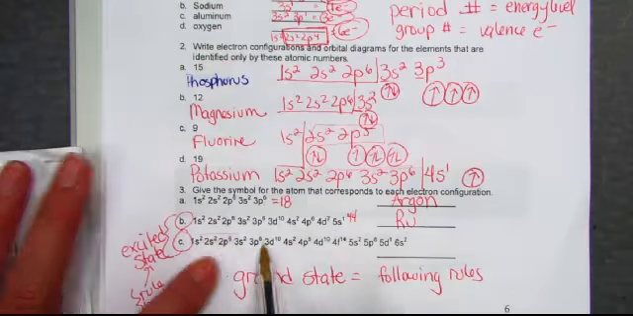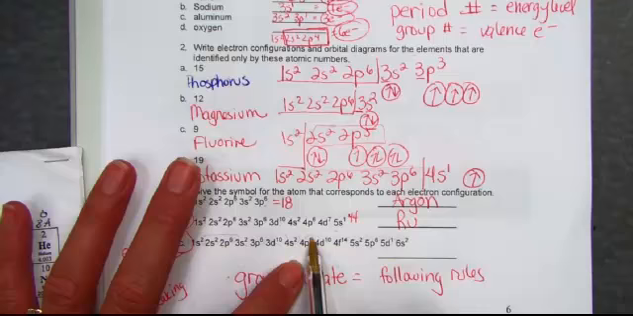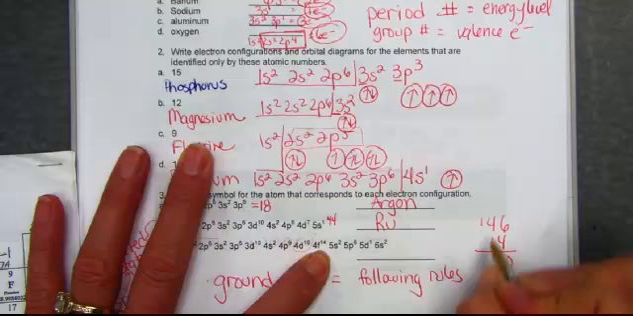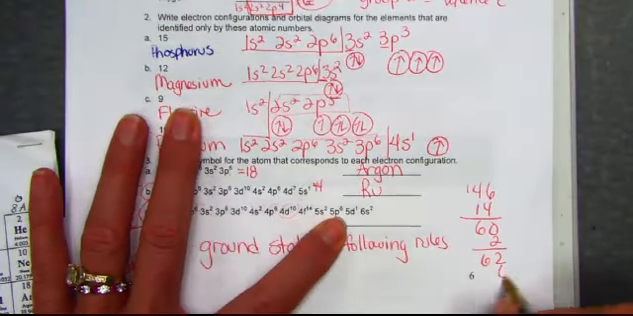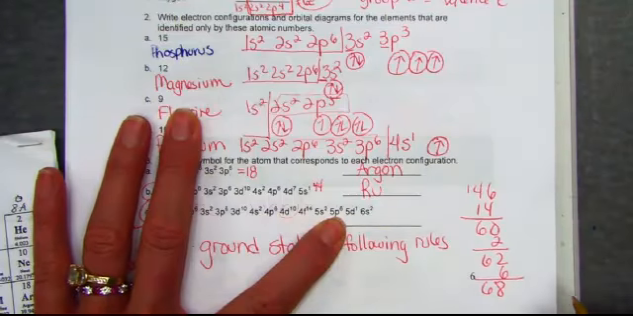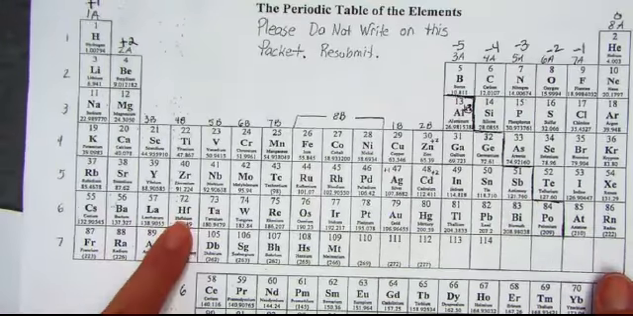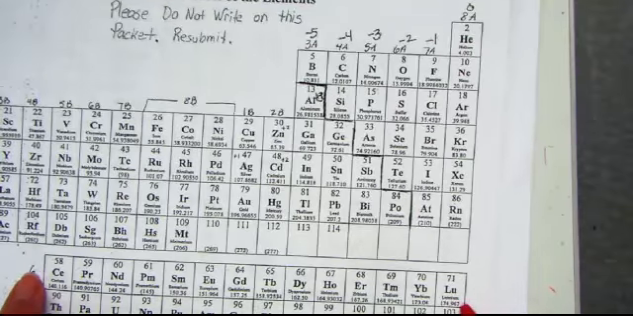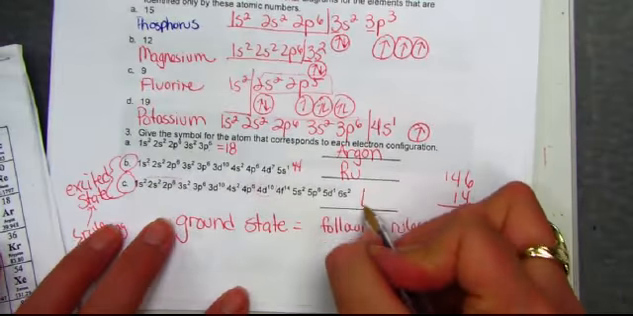2 and 2 is 4 and 6 make 10. Here's 18, 28, 29, 30, 36, 46, and 14. 2 more, 6 more, and 3 more. Number 71. 71, down here, Lu, lutetium.